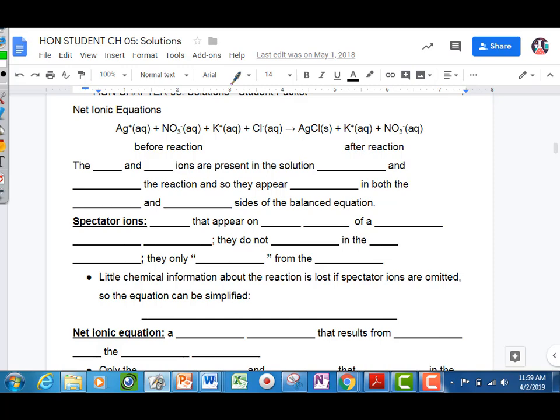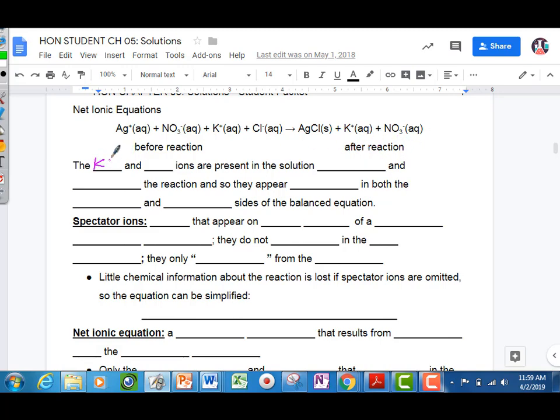What do you notice is the same? Specifically, are there things that are appearing in both the reactants and the products in exactly the same form? What do you see? The nitrate and the potassium stay the same. Good. The nitrate and the potassium are both aqueous ions before and after the reaction.